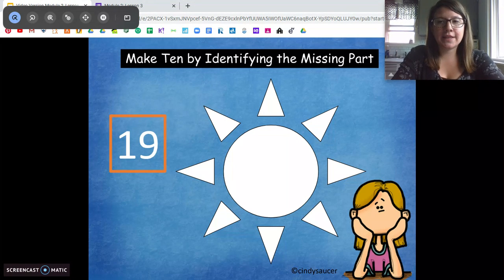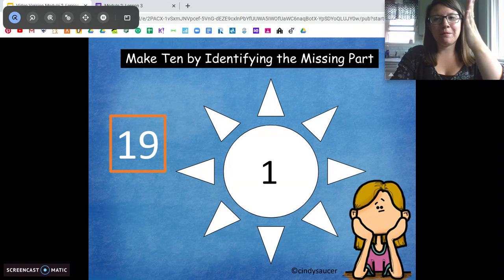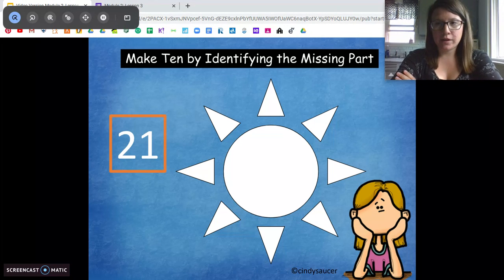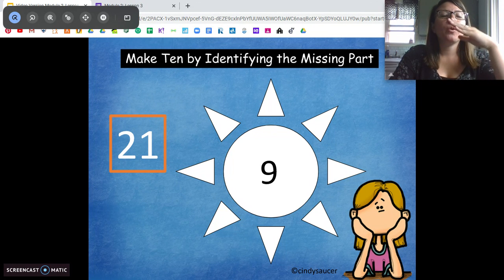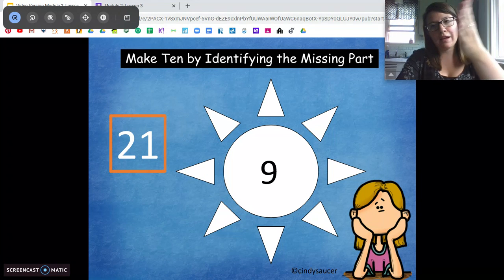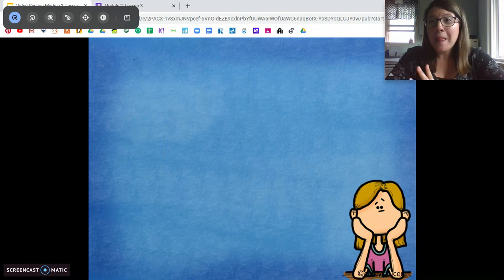19, how many do we need to get to the next 10? 1, good job. 9 plus 1 equals 10. 19 plus 1 equals 20, using what we know. 21, how many more do we need to get to the next 10? 9, awesome job. We know that 9 plus 1 equals 10. 21 plus 9 equals 30.